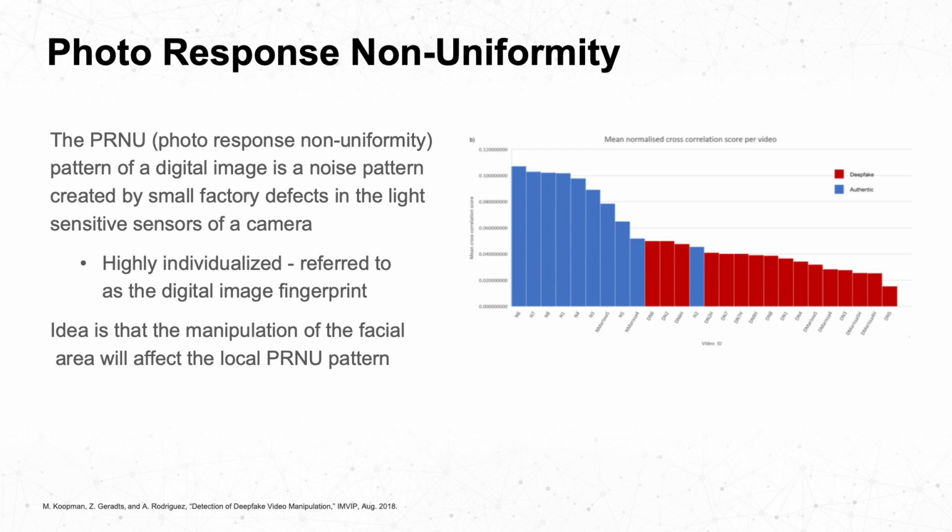The one downside to this detection method is that oftentimes videos can be shot from multiple camera angles, so you have multiple cameras producing multiple PRNU patterns, and this can throw a lot of false positives.